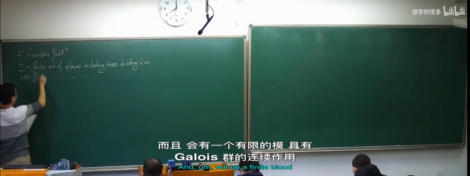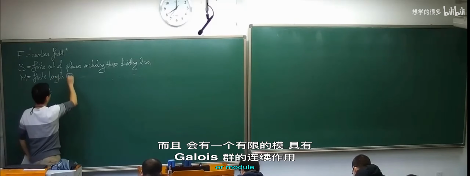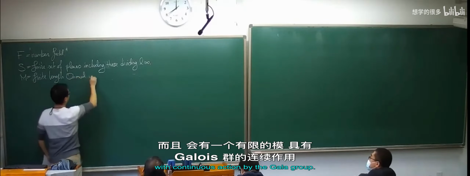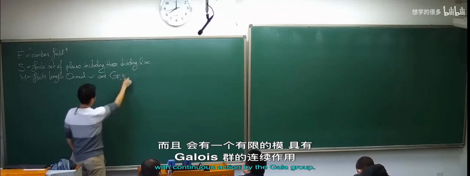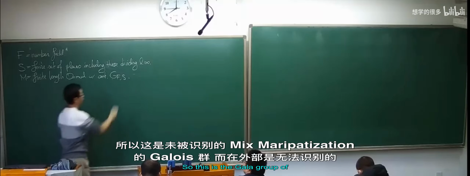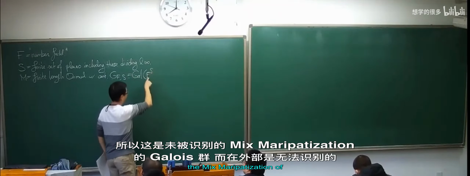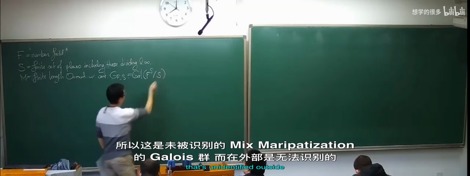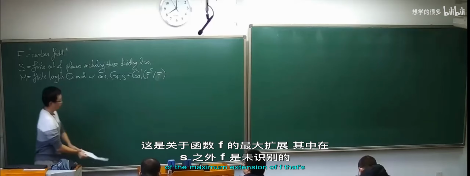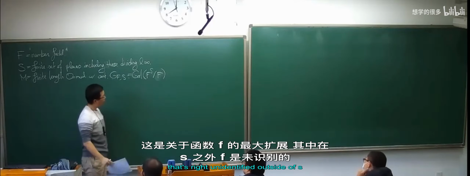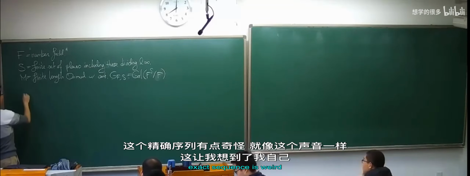finite length O-module with continuous action by the Galois group. So this is the Galois group of the maximal extension of F that's unramified outside of S over F. And the Poitou-Tate exact sequence.